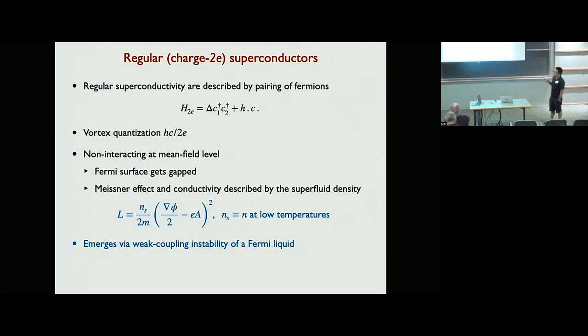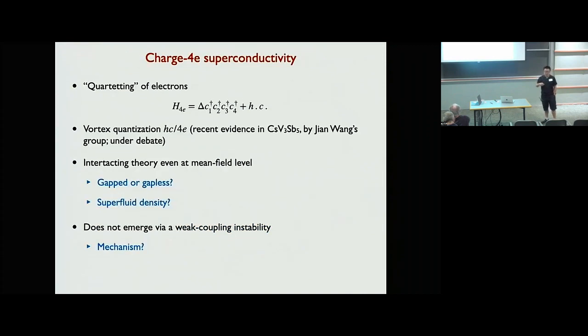And then superfluid density, remarkably, at zero temperature, you can show that it's non-perturbative in the order parameter, meaning that even though you have an infinitesimal order parameter, superfluid density at zero temperature is exactly the same as the total electron density. And it emerges by a weak coupling instability of a Fermi liquid, basically known as the BCS theory.